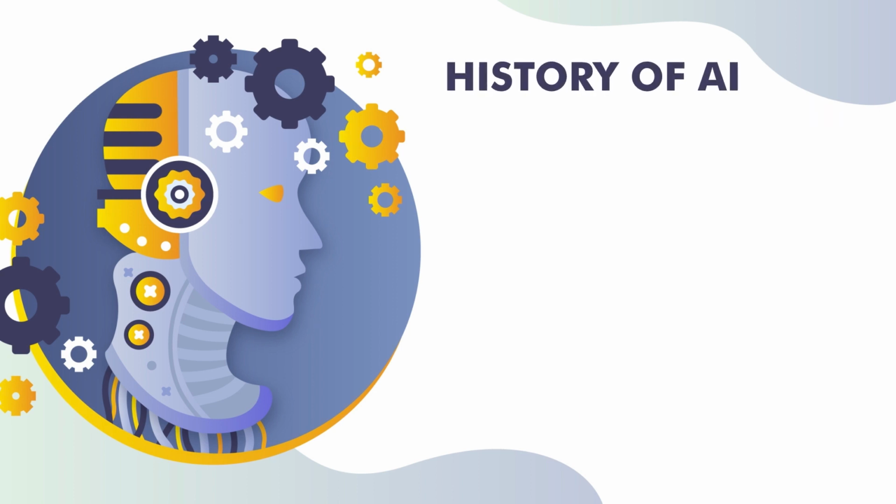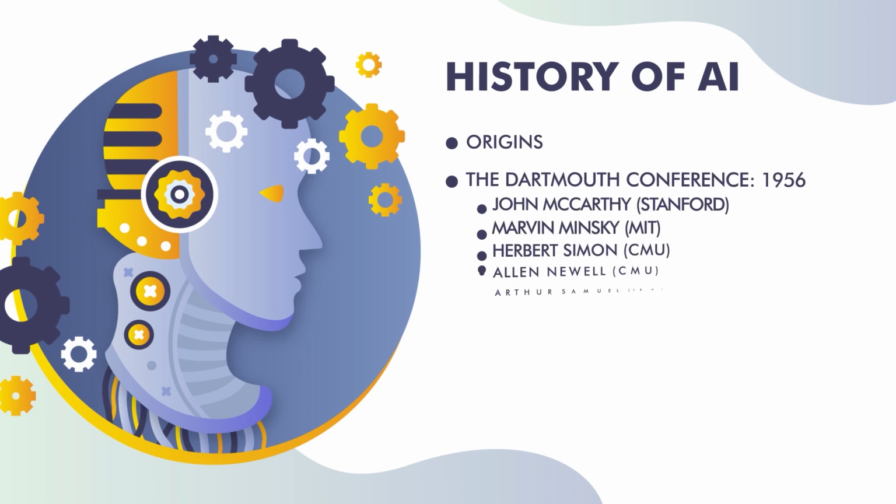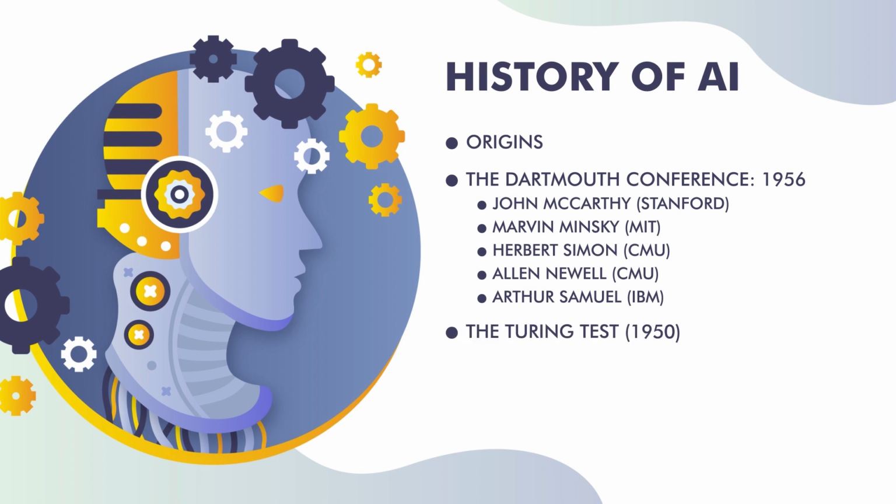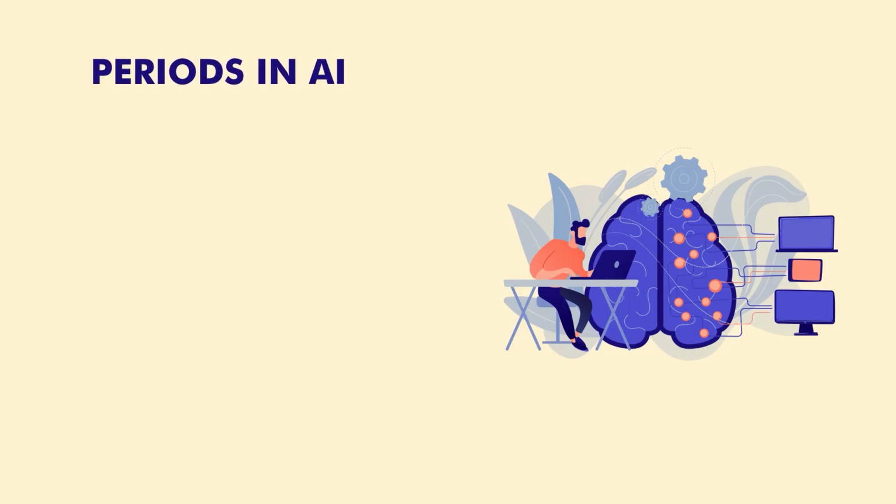History of AI. Here are the origins where the history of AI begins. The Dartmouth Conference in 1956, John McCarthy, Herbert Simon, Allen Newell and Arthur Samuel. The Turing test in the year 1950. Machines Who Think by Pamela McCorduck. The periods in AI.